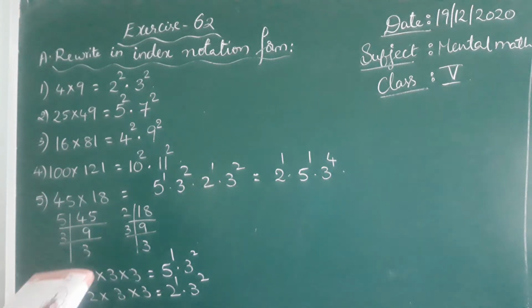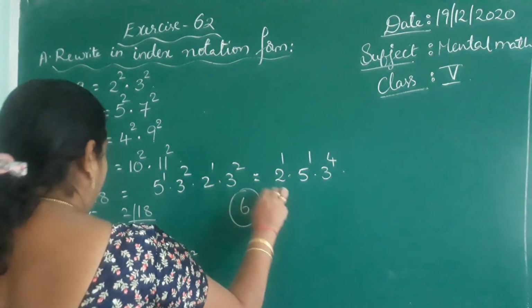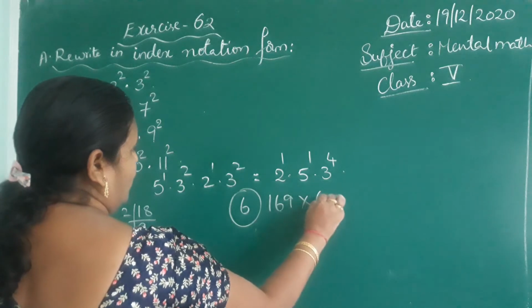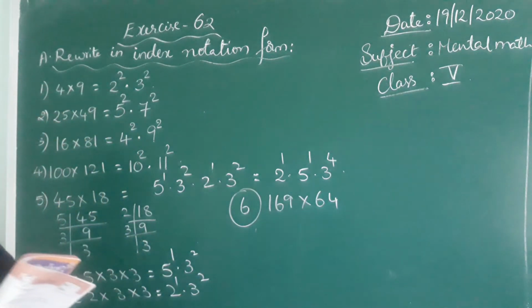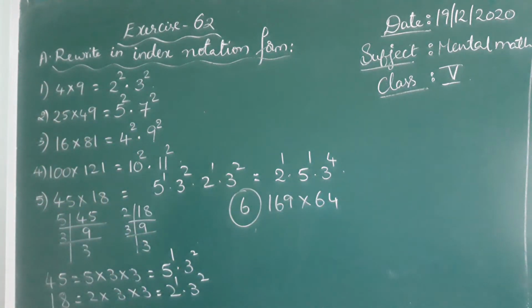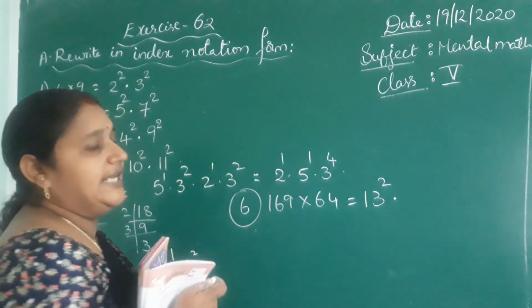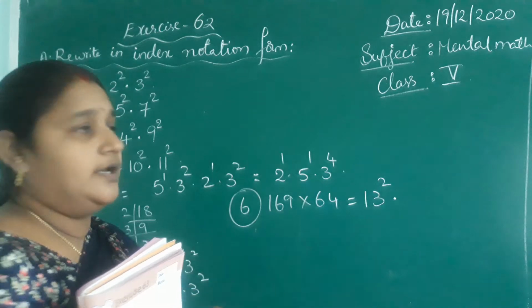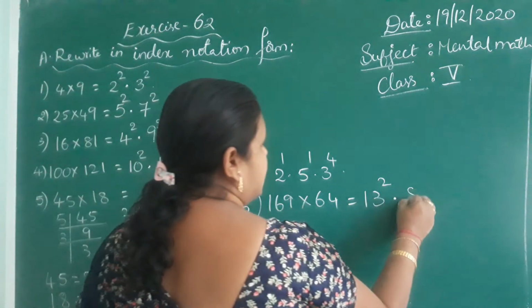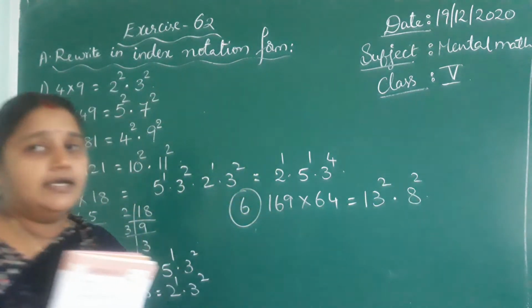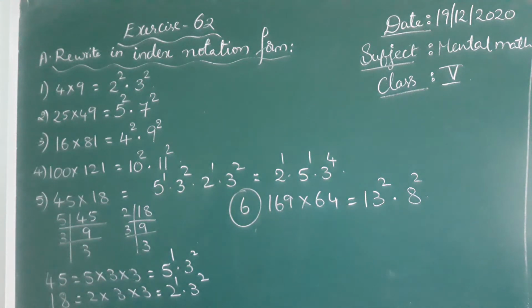Next one, this sixth one. 169 into 64. Here if you observe, 169 can be written as 13 square. 13 square into, you have to indicate that into with a dot, and 64 can be written as 8 square. Okay, like that you can write. This index form question is completed.